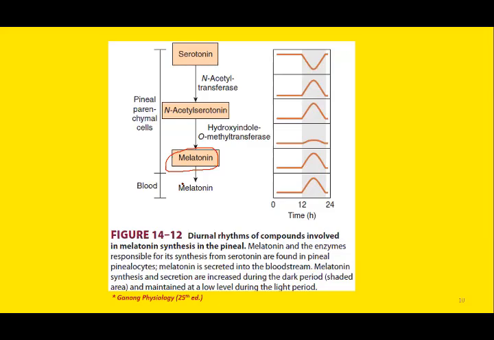And here you can see that melatonin is made from serotonin. Serotonin is converted into N-acetylserotonin first, and then this N-acetylserotonin is later converted by another enzyme, hydroxyindole methyltransferase. This hydroxyindole methyltransferase will convert acetylserotonin into melatonin. And the melatonin will be released from the pineal gland into the bloodstream.